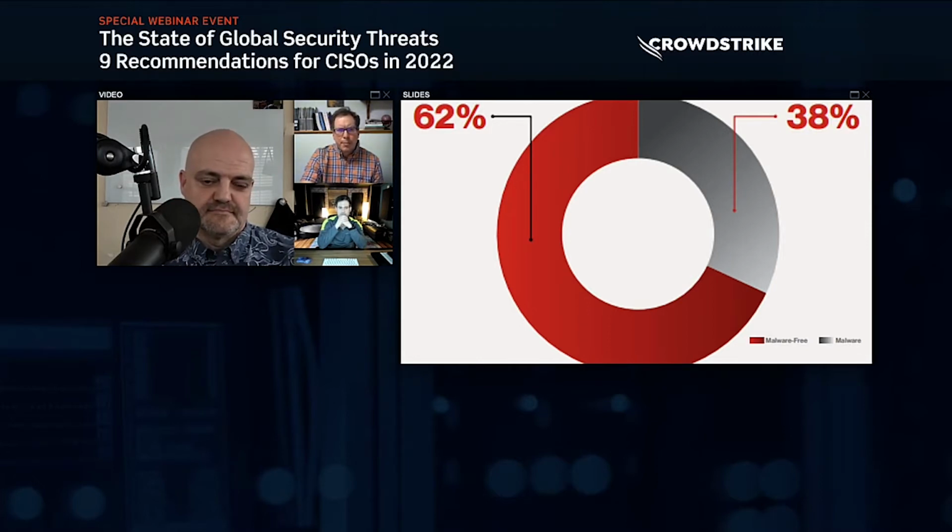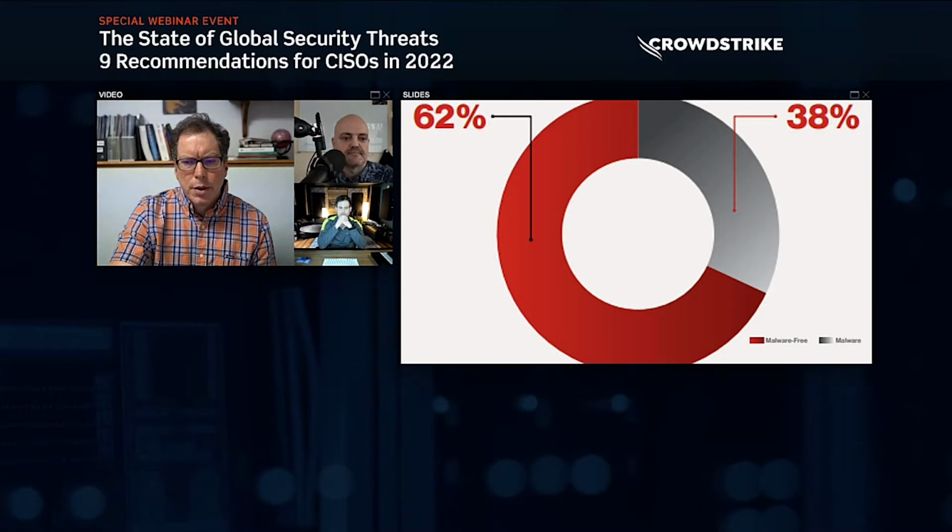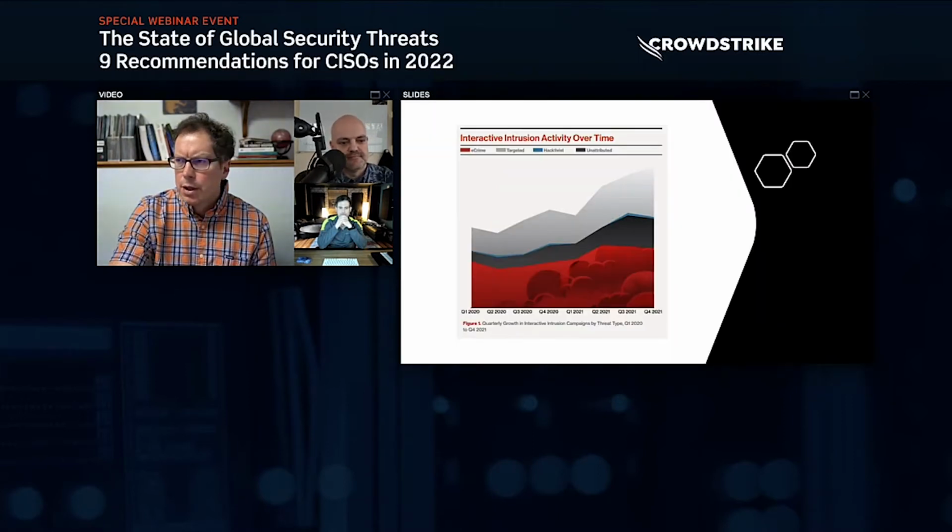Great points. So I want to move on to another chart that I wanted to highlight out of the report, and this is a log of interactive intrusion activity over time. And the way this is broken up is you have e-crime, and then state-sponsored intrusion activity, and then hacktivist intrusion activity, and then unattributed activity.